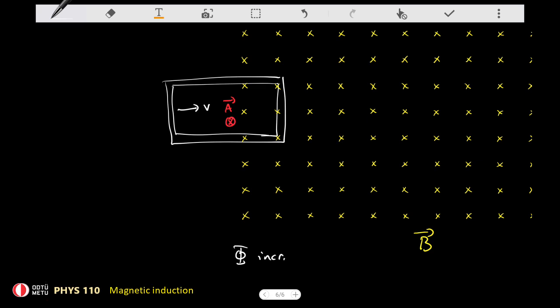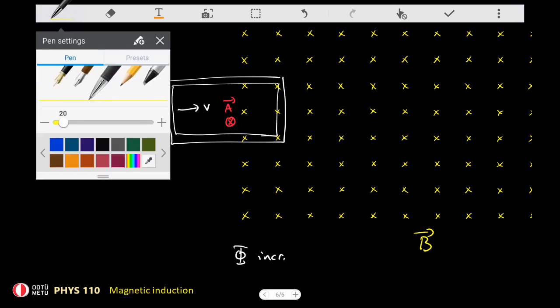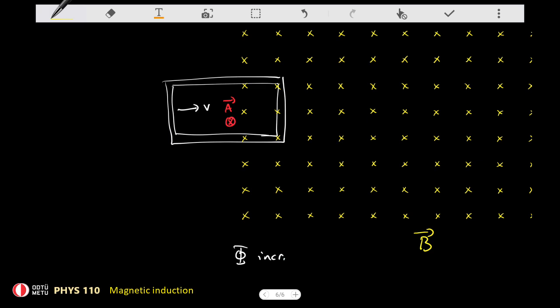Right? The flux is increasing, so therefore the induced current would produce an induced magnetic field which opposes that change. So that means it would produce an induced magnetic field like that in the out of the board direction. In any case, that would be the direction of the induced magnetic field. So that would then imply that the induced current is also counterclockwise in here. All right, that's basically by using Lenz's law.